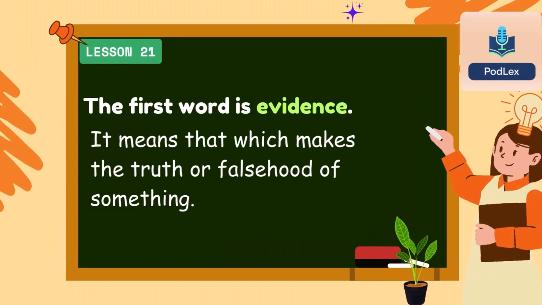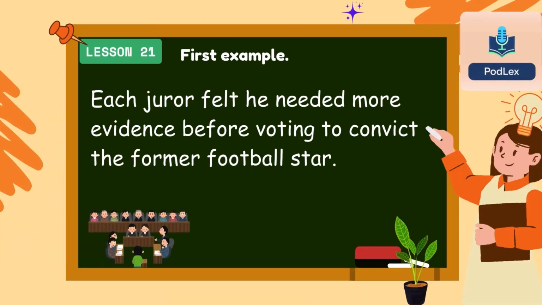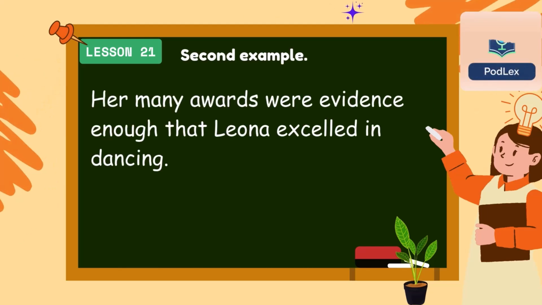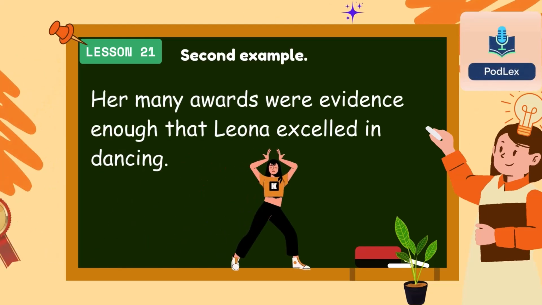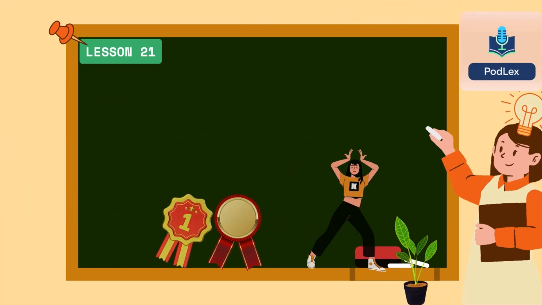Lesson 21. The first word is evidence. It means that which makes clear the truth or falsehood of something. First example. Each juror felt he needed more evidence before voting to convict the former football star. Second example. Her many awards were evidence enough that Leona excelled in dancing.